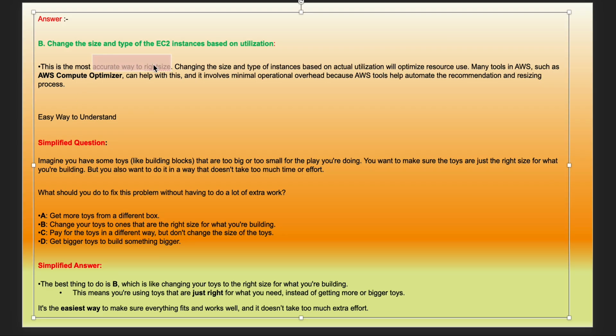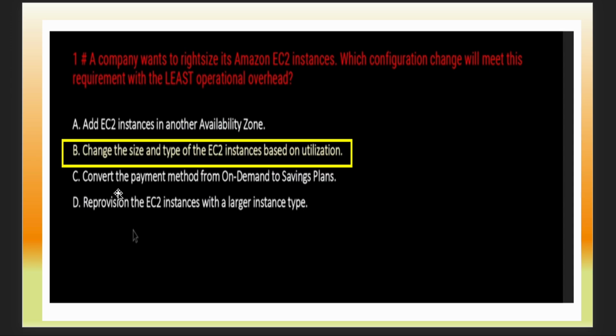So basically this is the most accurate way to right size, right? An easy way to understand it: imagine you have some toys, like building blocks, that are too big or too small. You want to make sure the toys are just the right size for what you are building, but you also want to do it without too much effort. So change your toys to the ones that are the right size for what you're building. Again, the answer is change the size and type of the EC2 instances based on the utilization.